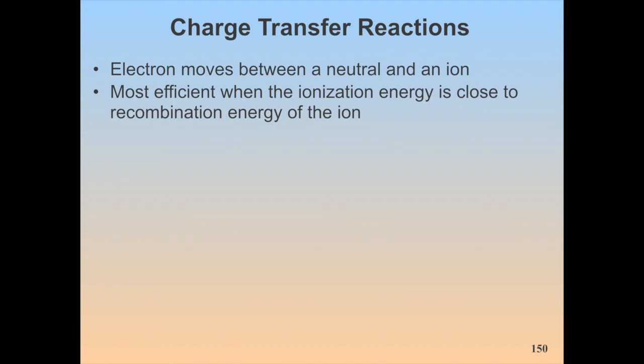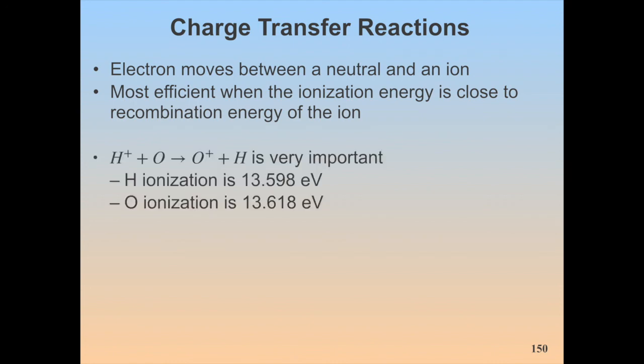So if you just have very close ionization energies between the two species, your electron can essentially move from one desk to another, and there's not going to be much instability in the molecule when you transfer that electron there. So between the proton and the oxygen atom, this is actually a very important reaction, because in this case the proton can basically be neutralized to make the hydrogen atom, and then you make the oxygen ion. And as you look here, the hydrogen ionization energy is 13.598 eV, oxygen's ionization is 13.618 eV.